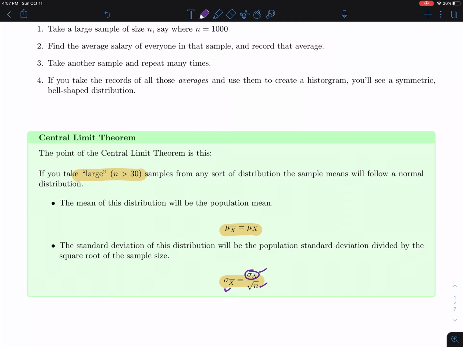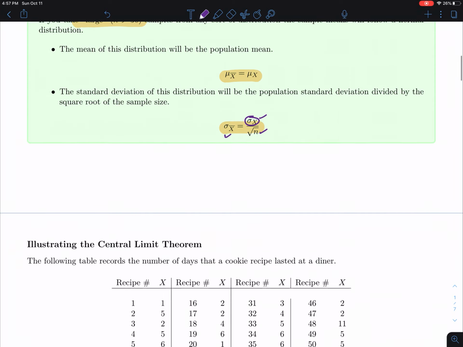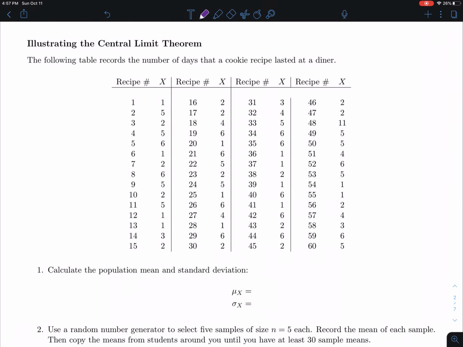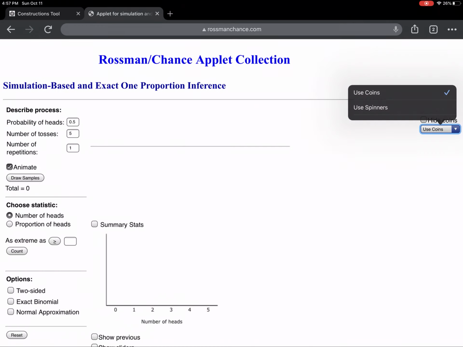All right, let me just show you a quick applet before you go in. I'm going to have you do this illustrating the central limit theorem on your own. So here's a little applet that gives us an idea of the way the central limit theorem works. In this case, we're just flipping coins. I've got it set up so that the probability of heads is 50%, which is standard. What we're going to do is toss 5 coins, for example.